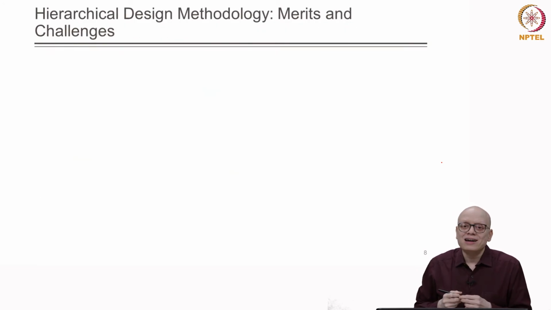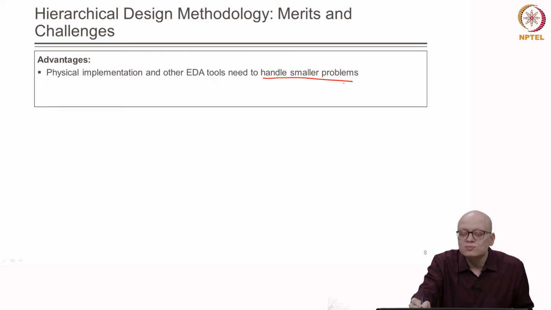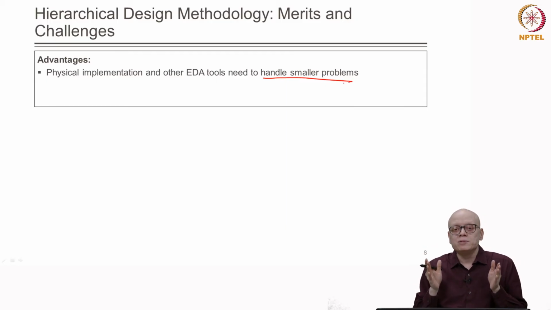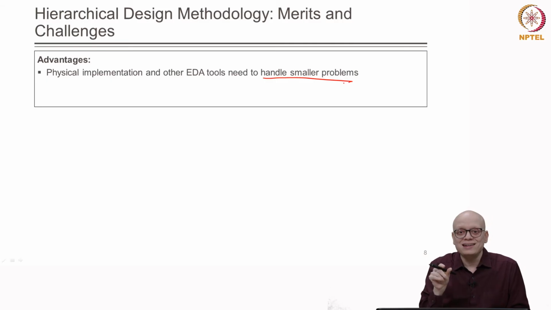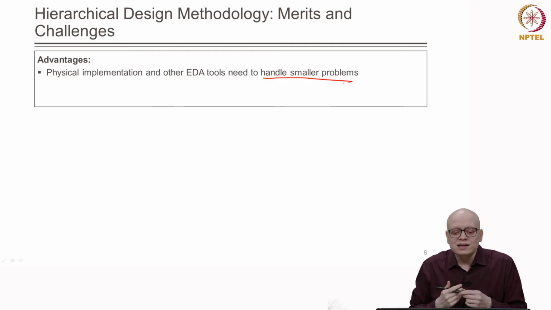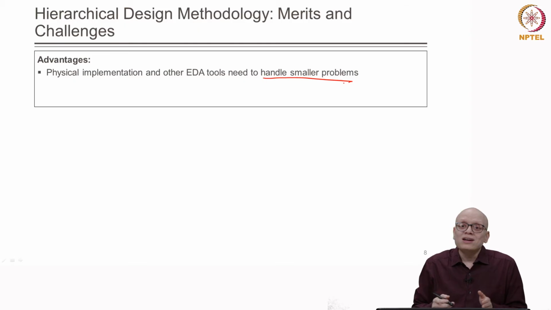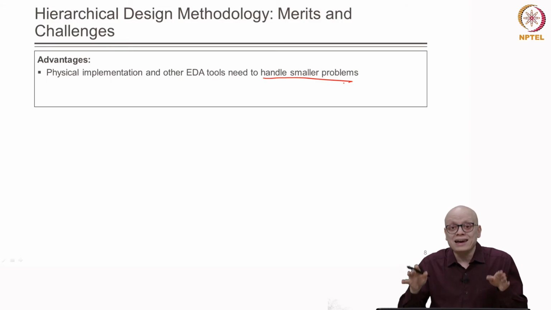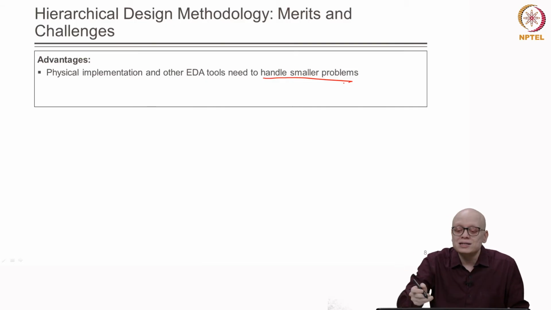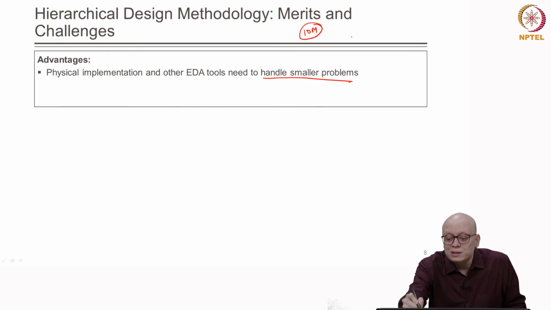Now, what are the merits of hierarchical design methodology? The first merit is that the physical implementation and other EDA tools need to handle smaller problems. If there was a 10 million gate design, we partition it into 10 designs of 1 million. Now, the EDA tool needs to handle only a 1 million gate design rather than 10 million, and therefore, in physical design implementation we can use even those tools which cannot support a large number of gates at the top level. For example, suppose there is a tool which cannot handle a 10 million gate design, but supports a 1 million gate design.